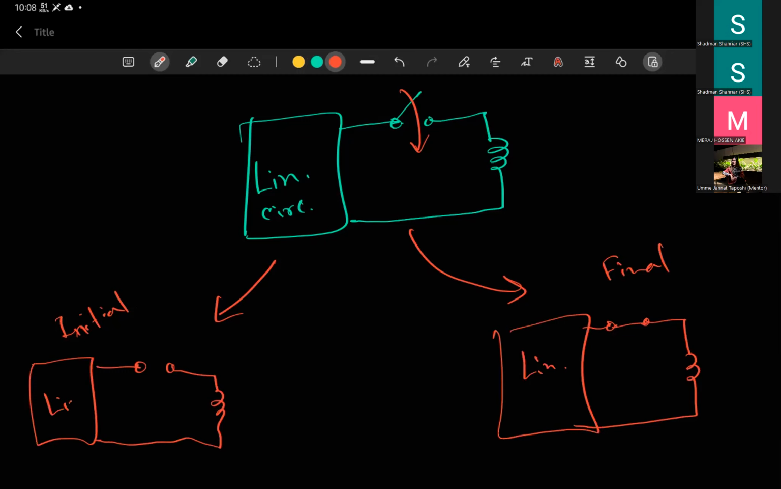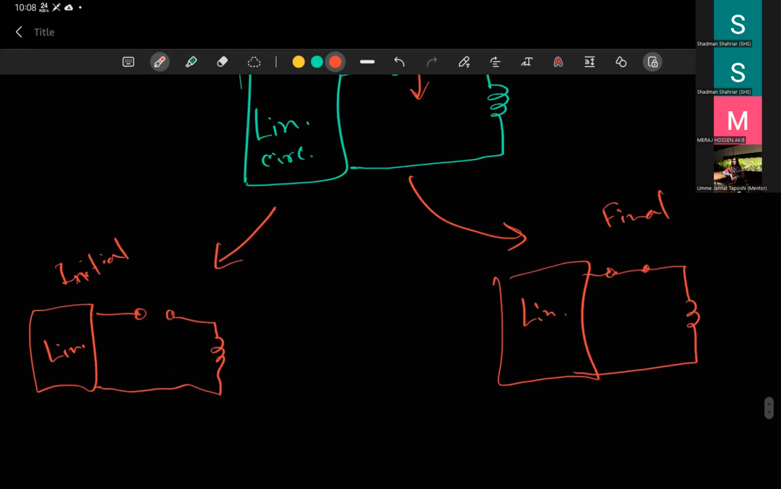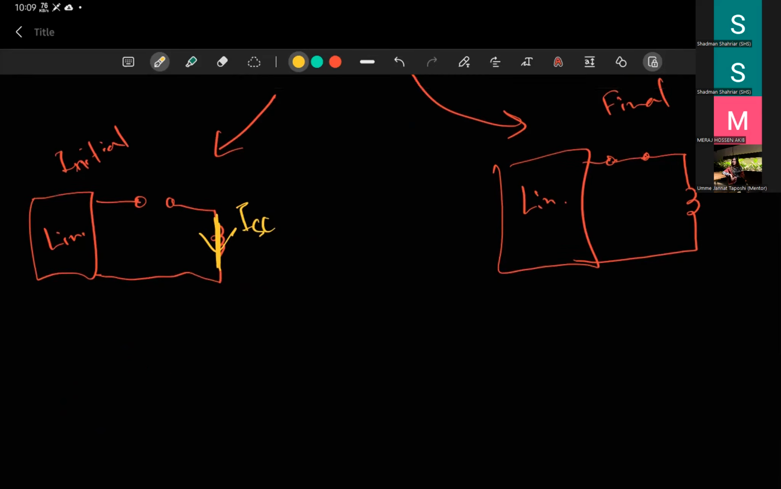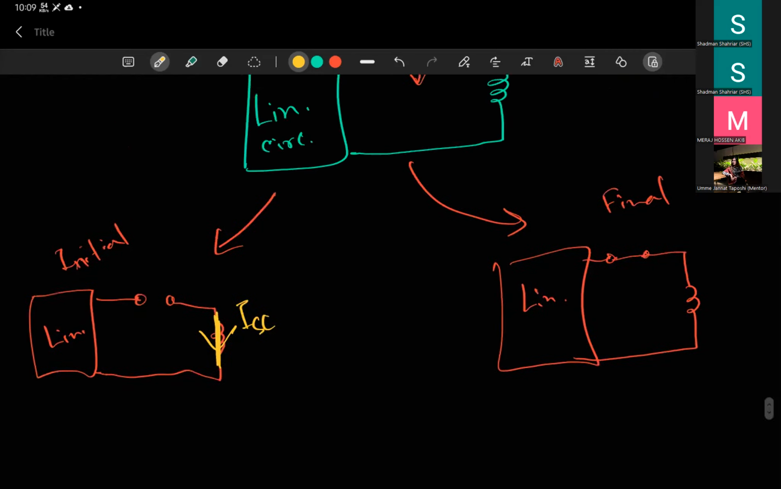Now if I tell you to find this short circuit current, that means I am telling you to find it in the final circuit. Again, if I tell you to find the short circuit current, what I'm trying to tell is find this circuit, in place of the inductor.